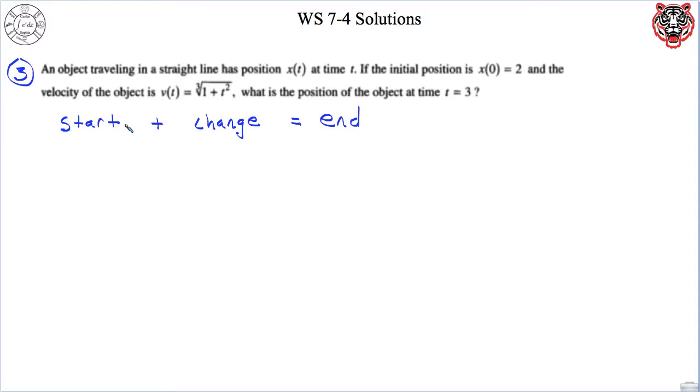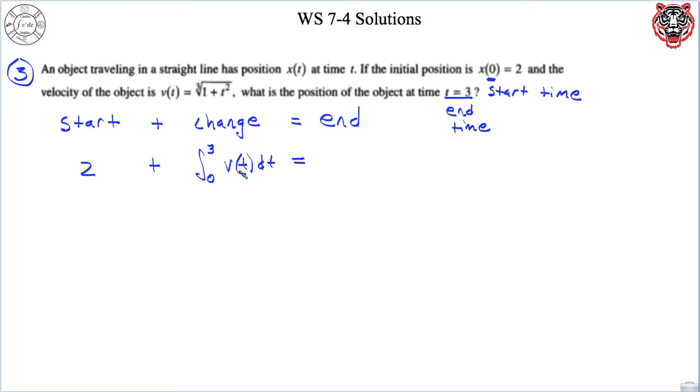Our start is position 2, so it's going to be 2 plus the change, which is the integral of this function. Oh, that's a horrible integral, the integral of our velocity function, dt, from where to where? At time equals 0, that's the start time, and the end time it gives us right here is 3. And that will be the answer.